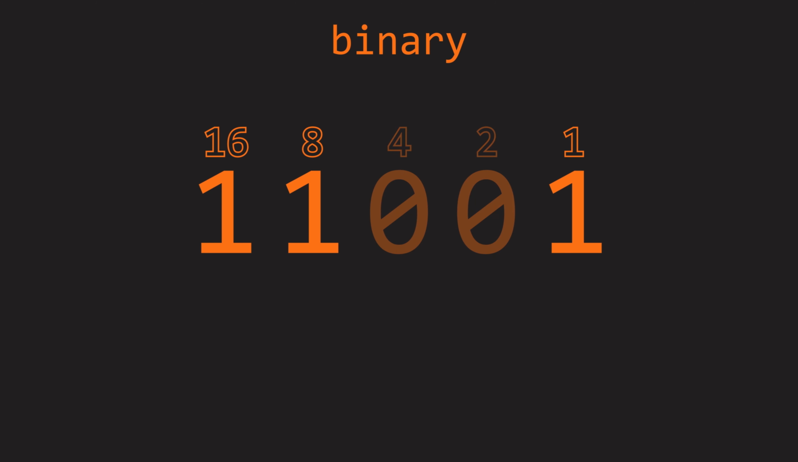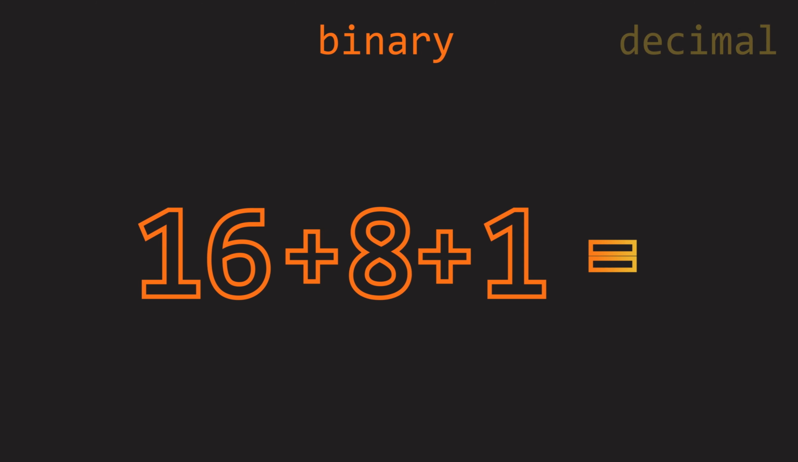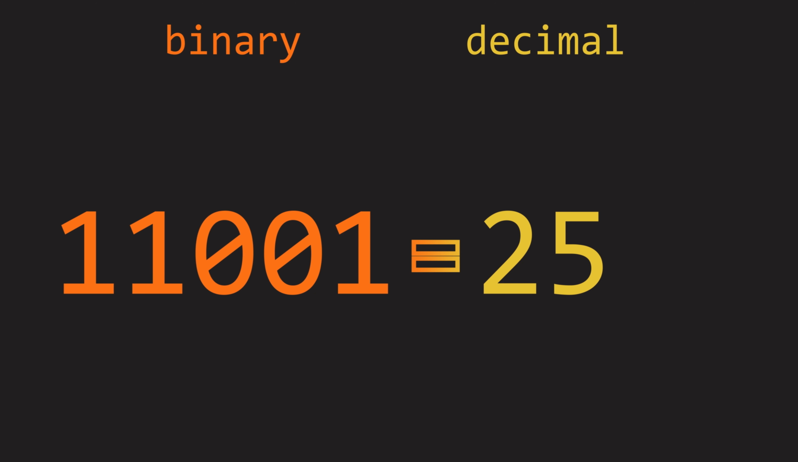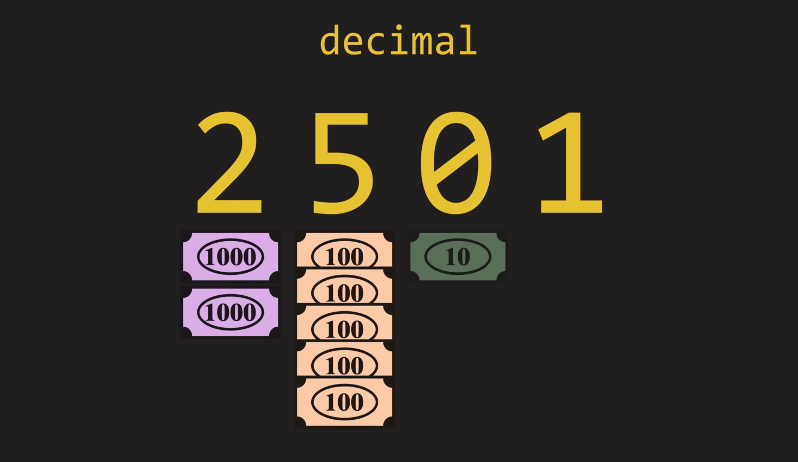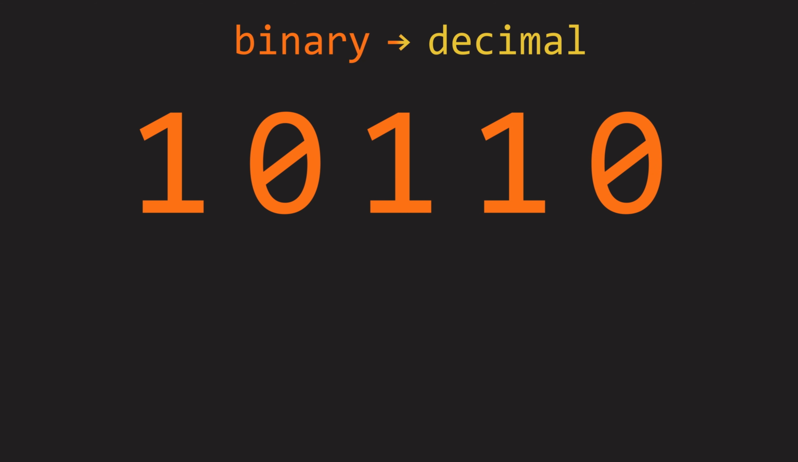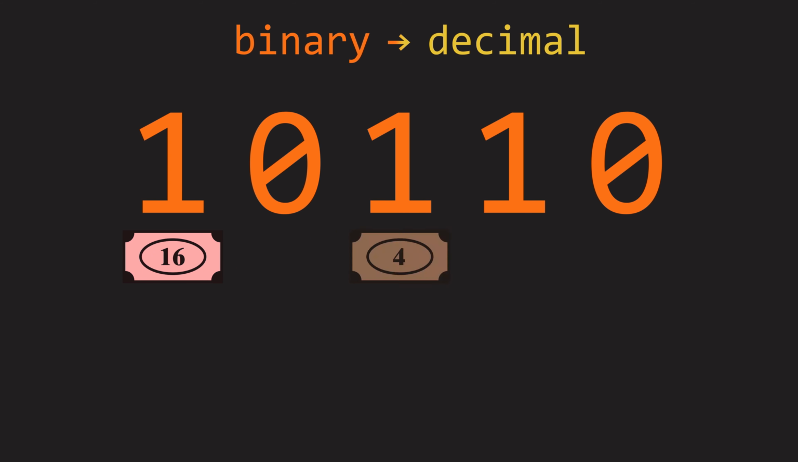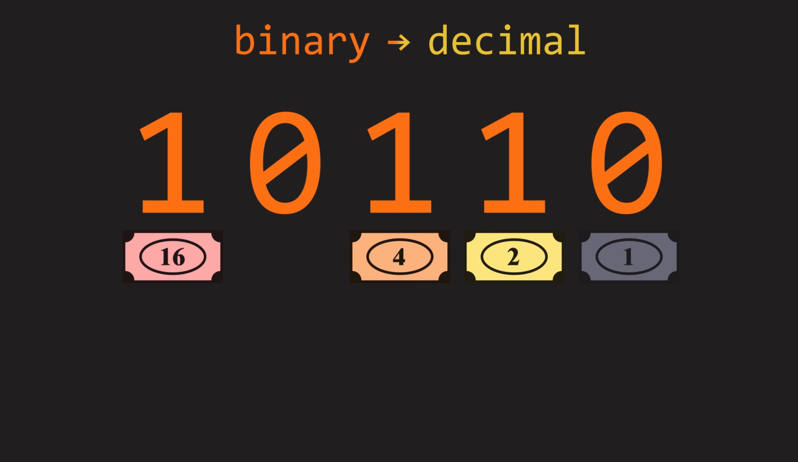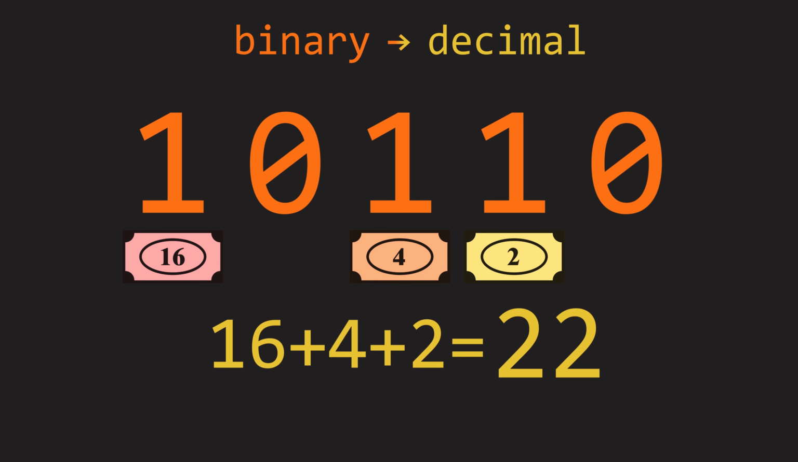Here's another example. But why does that work? Let's go back to what we know, base 10. If we see a big number, for example 2501, we know it's made out of 2 thousands, 5 hundreds, 0 tens, and 1 one. We can think of them as bills. So in binary, if we see 10110, we can represent it as 1 16 bill, 0 8 bills, 1 4 bill, 1 2 bill, and 0 1 bills, a total of 22.